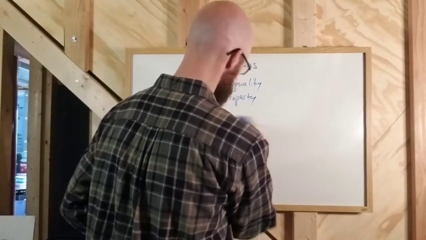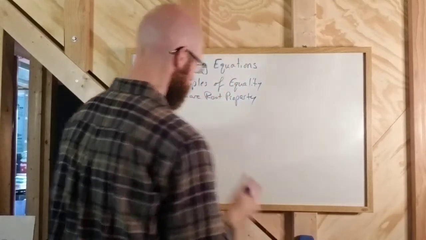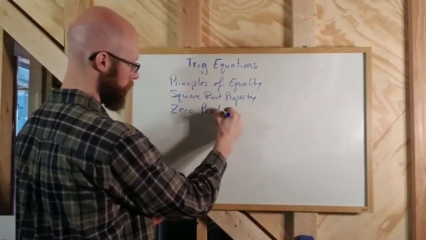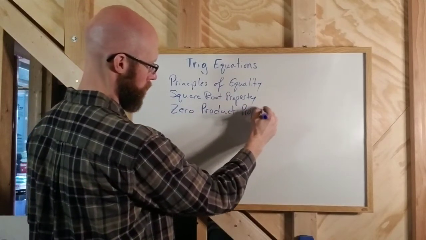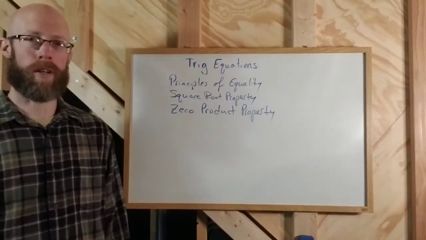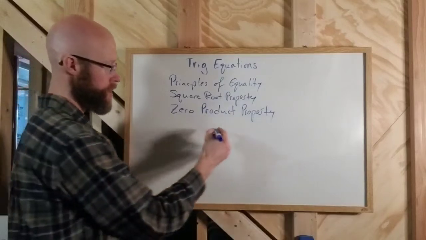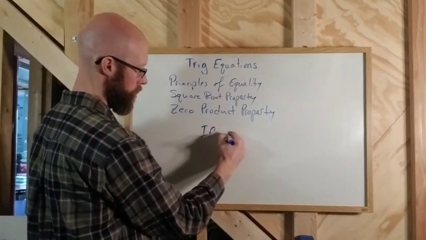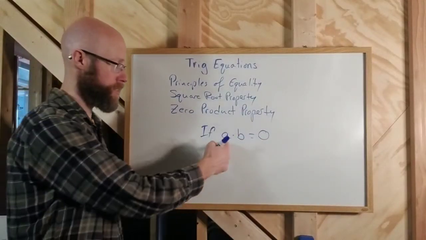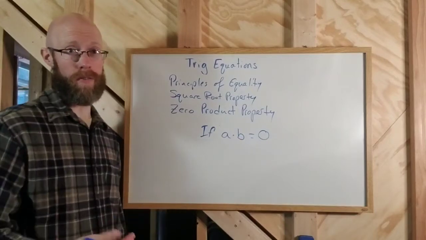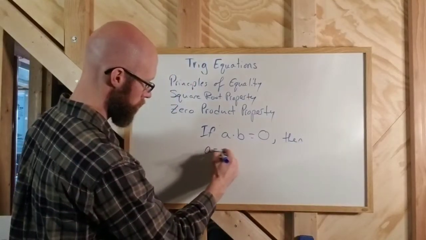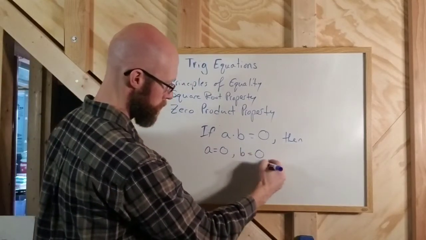We also have another property called the zero product property. This one's going to become very important as we move forward. The zero product property is one where basically it says that if you have two things multiplied together that equals 0, then it's necessary that at least one of those two things is itself 0. Okay, so then A equals 0, B equals 0, or both.